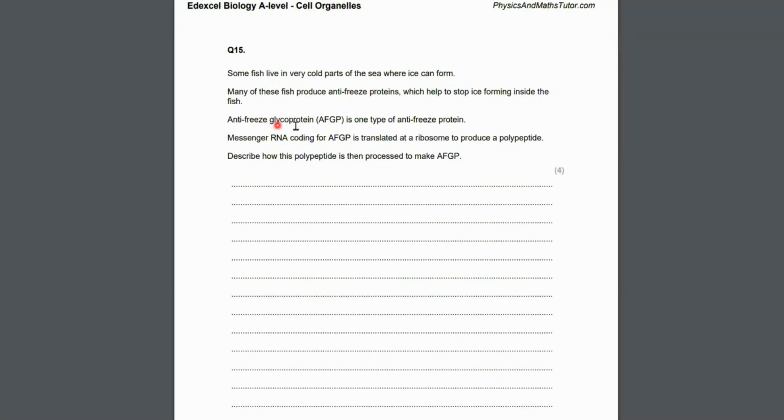Right. Question 15, pause the video, have a read, have a go. Right, some fish basically live in the Arctic and they have this antifreeze glycoprotein inside them, AFGP. Describe how this polypeptide is then processed to make the AFGP. Now we're told it's a glycoprotein. Okay, so we know what's going to happen in the Golgi.